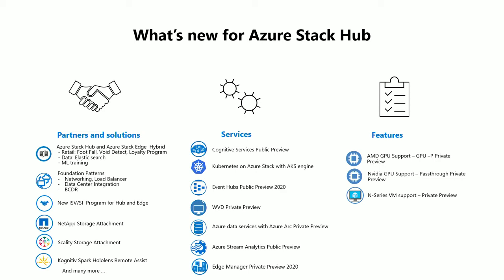So we've got ML training, we've got data, Elasticsearch that we have available. Then we've got foundational patterns. Many of our customers have been asking for more details on BCDR capabilities, for instance. We have a new ISV and SI program for Hub and Edge, so we're expanding it to Azure Stack Hub and Azure Stack Edge, where we'll have different levels for those programs.